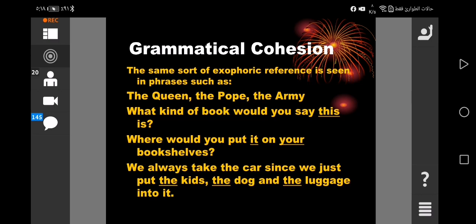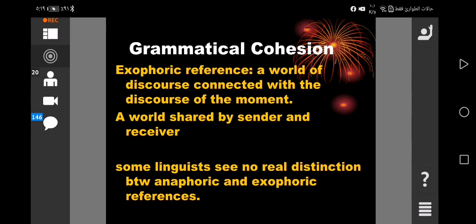So these are already known to us. Not that they are definite, but because they tie with the objects outside in my discourse. So exophoric references are connected to the world outside.